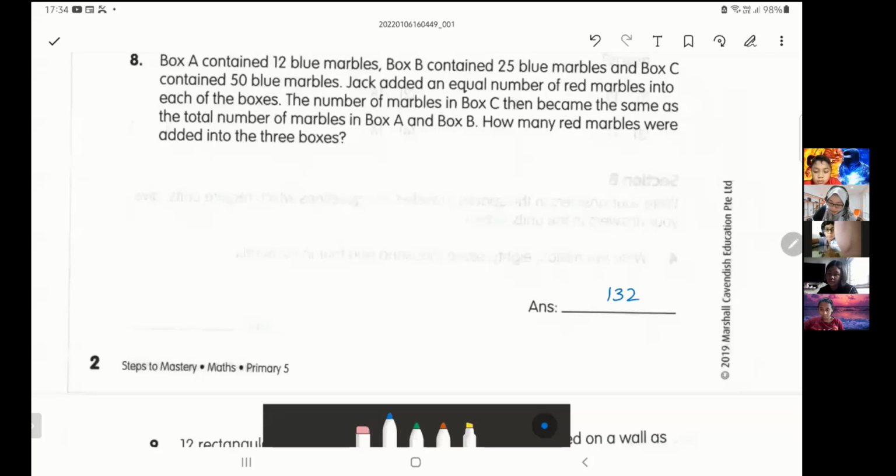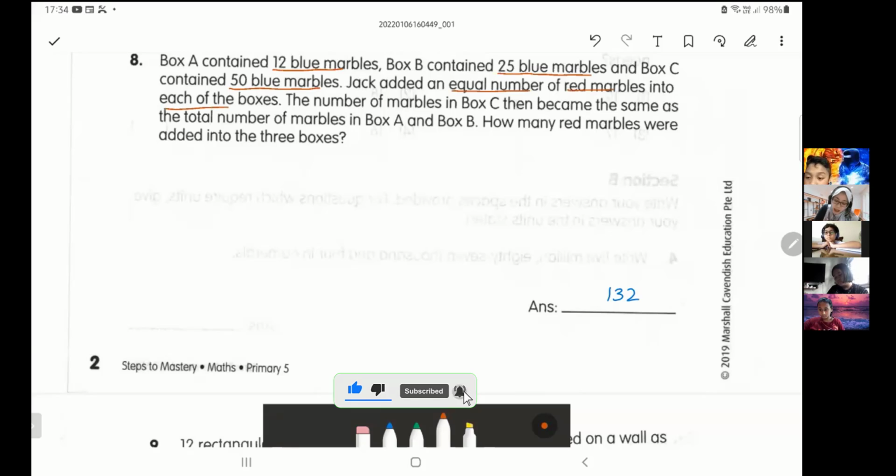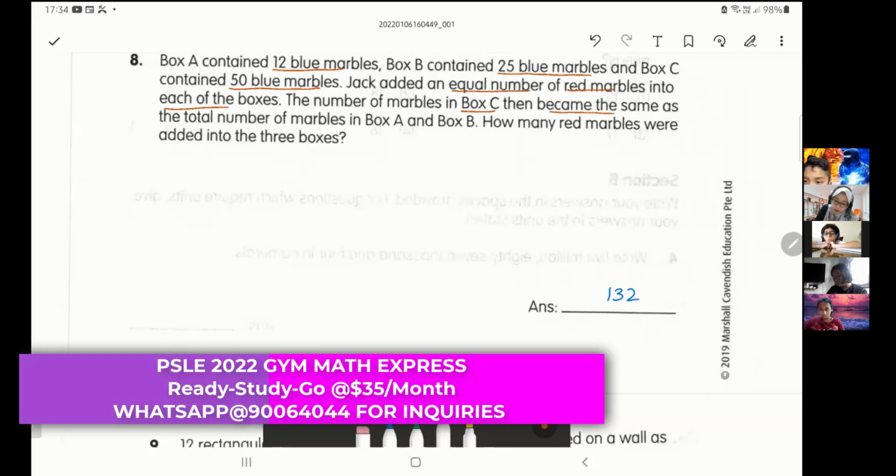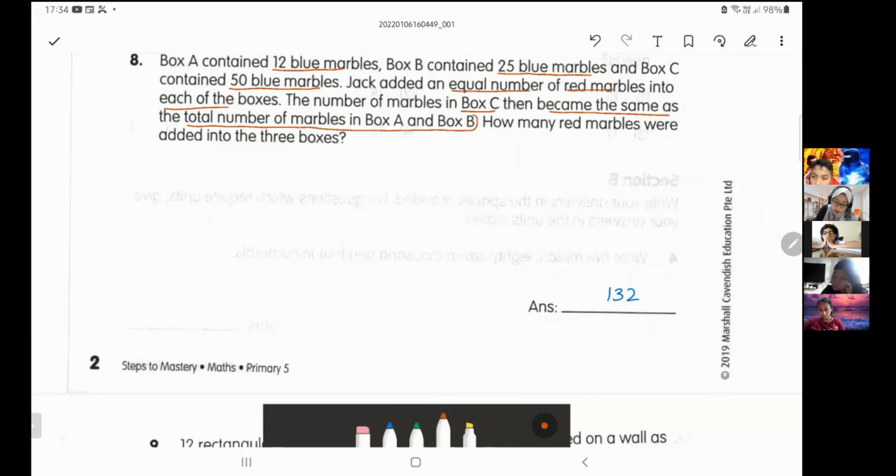Listen properly. Box A contained 12 marbles. Box B contained 25 blue marbles. And box C contained 50 blue marbles. Jack added an equal number of red marbles into each box. The number of marbles in box C then became the same as the total number of marbles in box A and box B. Wow, so lengthy. How many red marbles are added in the 3 boxes? Okay.